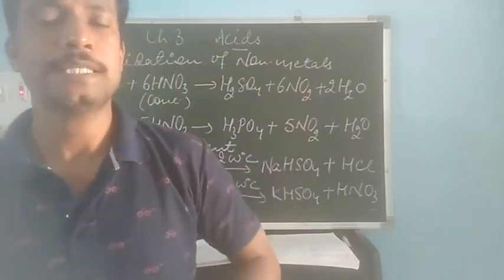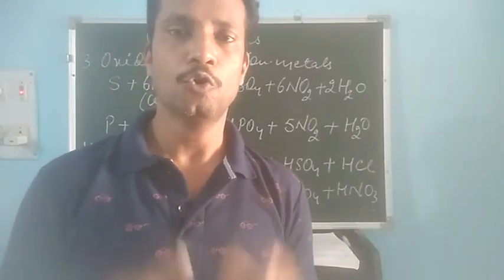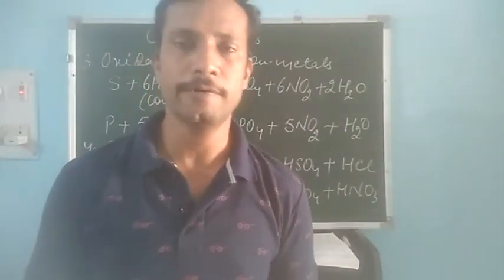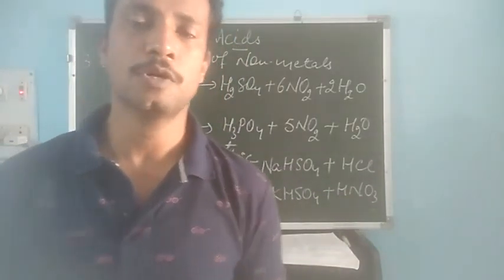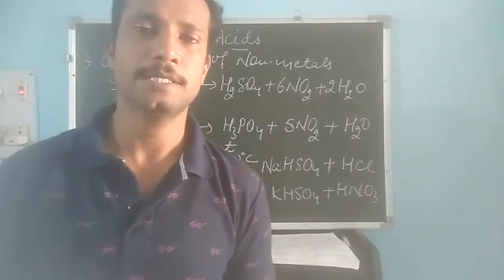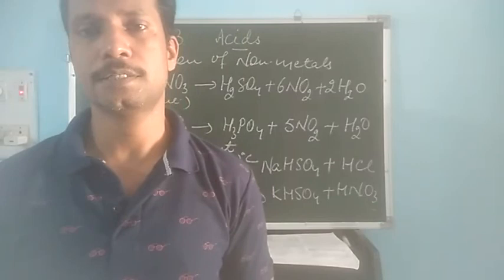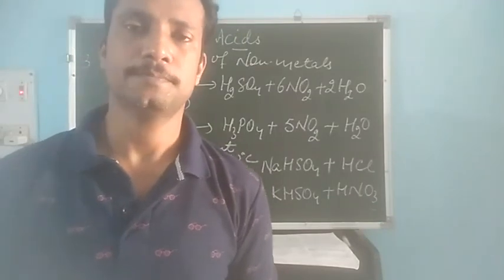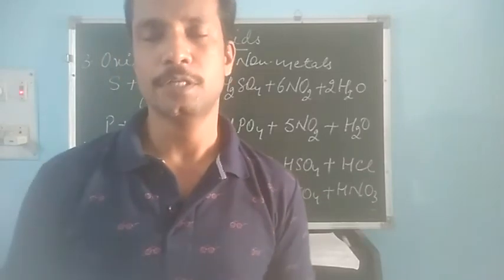Now we have certain acids which exist in the solid state. Though most of the acids exist in the liquid state, certain acids also exist in the solid state, like citric acid and tartaric acid. These are examples which can exist in the solid state. But you should know most of the acids are in a liquid state only.